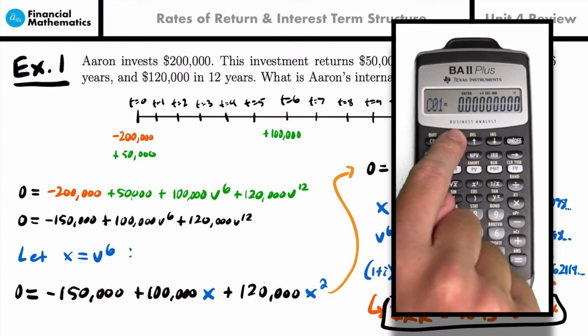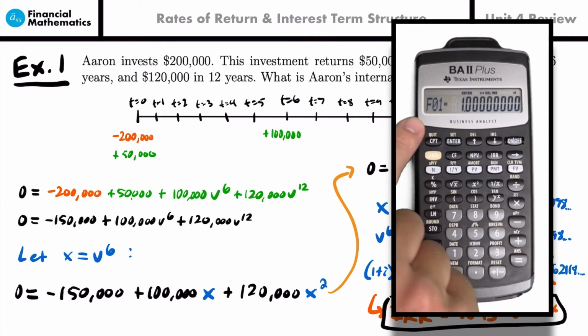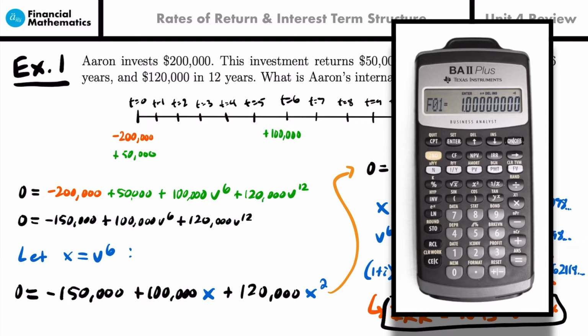You just want to hit enter and make sure that the cash flow at time 1 is 0, and you only want to put in cash flows for time 6 and time 12. So I'm going to go down. Whenever you see F01 or F0 any number, that's just talking about the frequency of that cash flow. So if it's not more than 1, which in most cases it won't be, you can just leave that alone. So I'm going to go down.